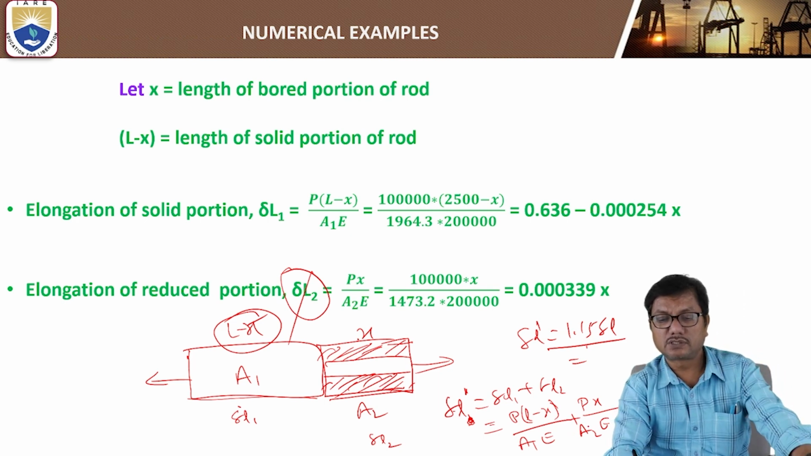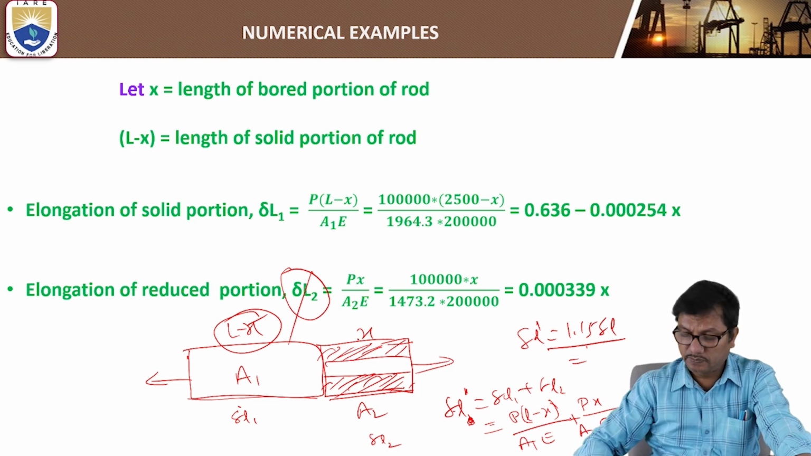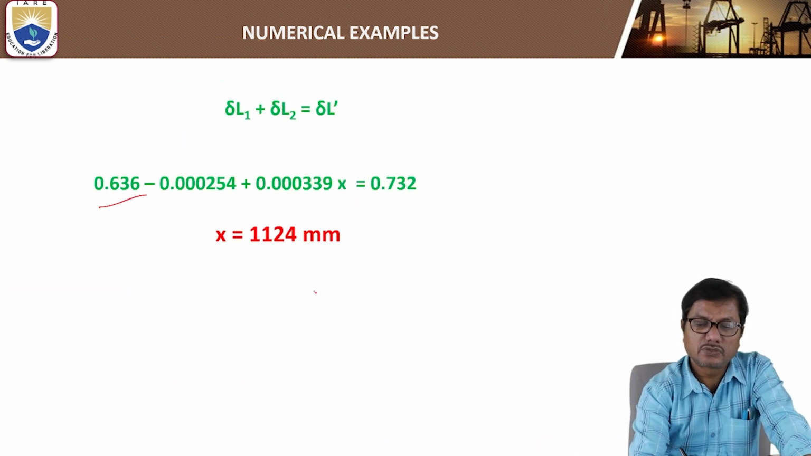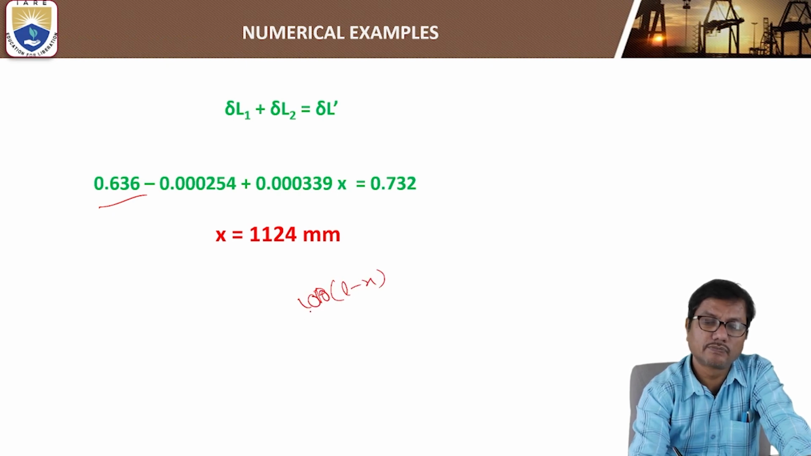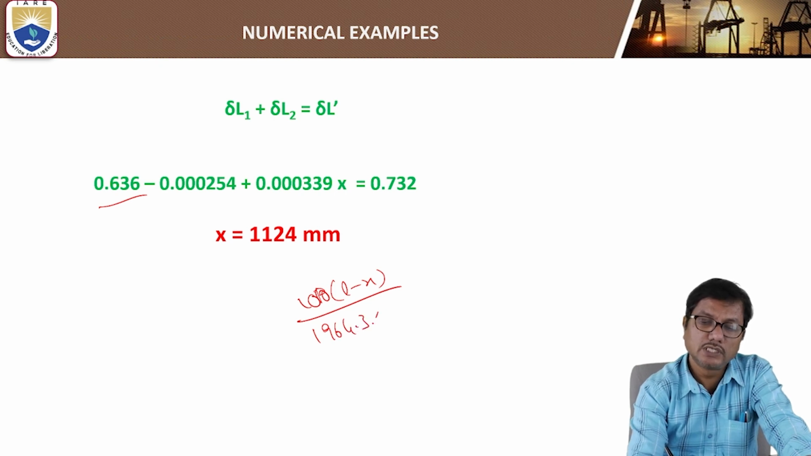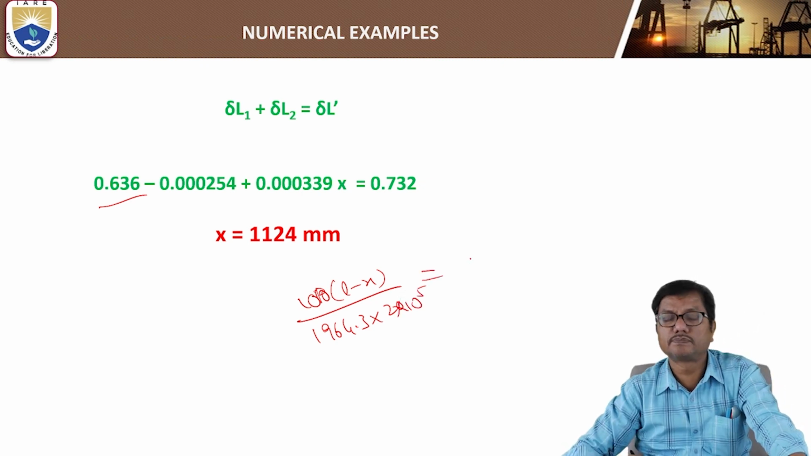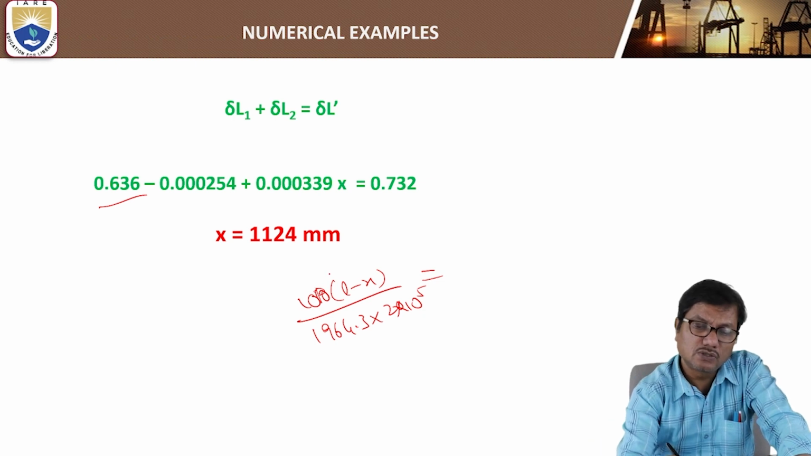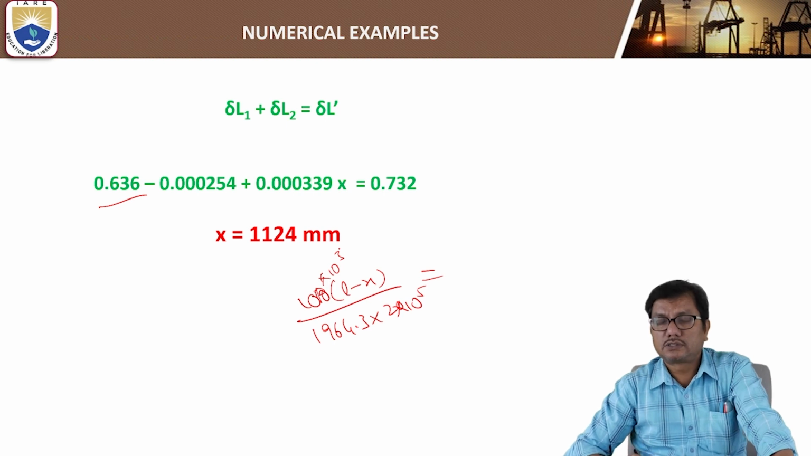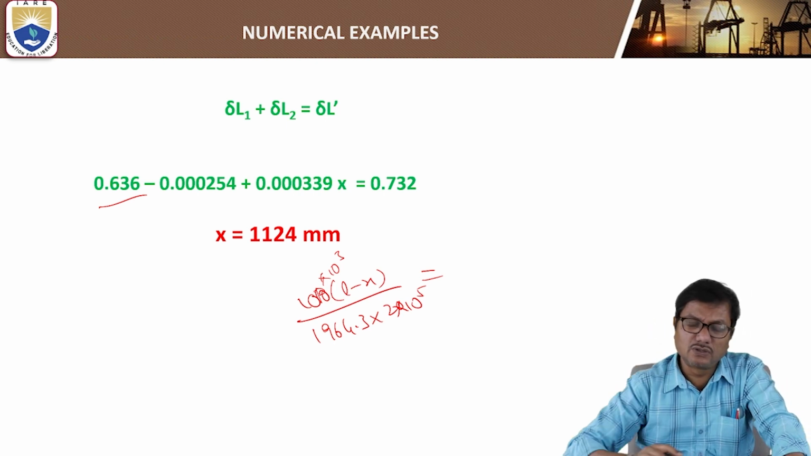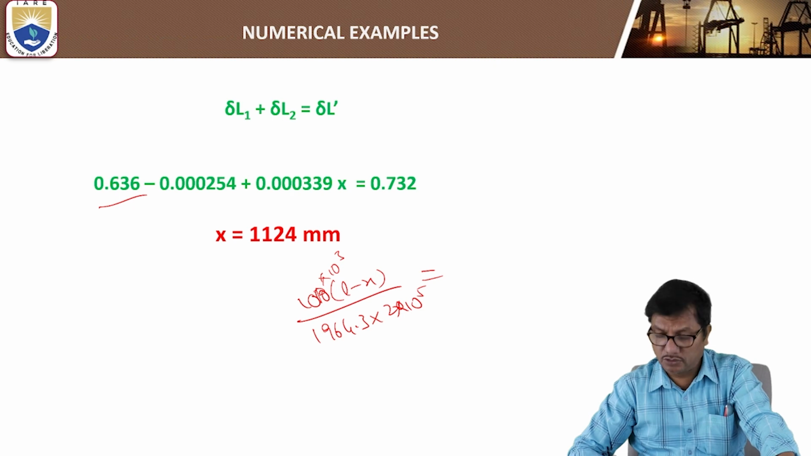So delta L1, by substituting, is actually P into L minus x, where P is 100 kilonewtons, by A1 is 1964.3 into E, 2 into 10 power 5. This load also is to be converted into newtons: 100 kilonewtons, so 100 into 10 cube newtons.